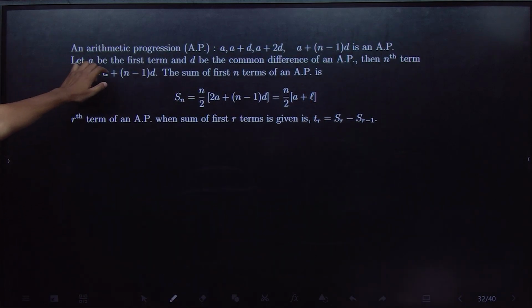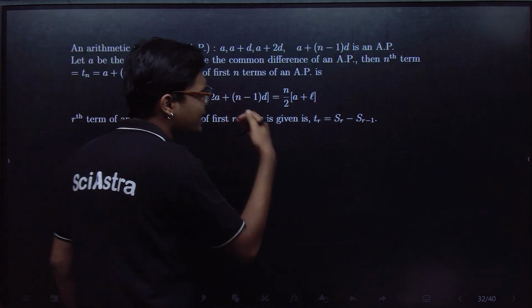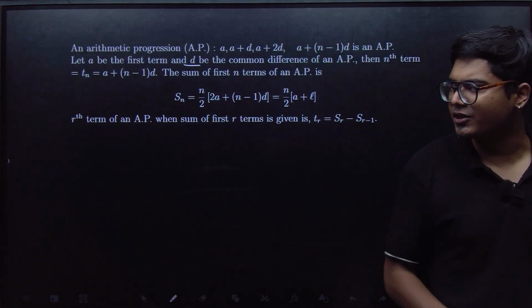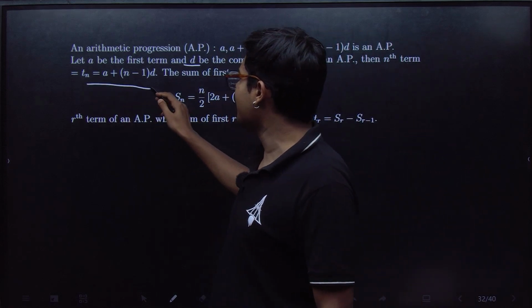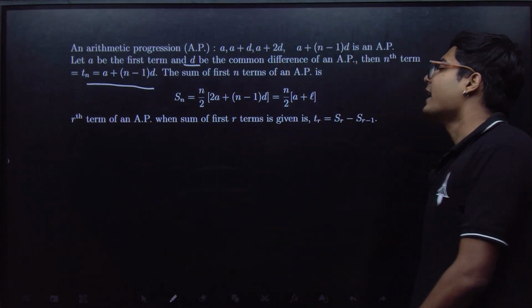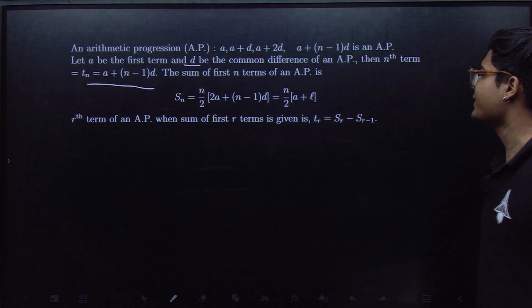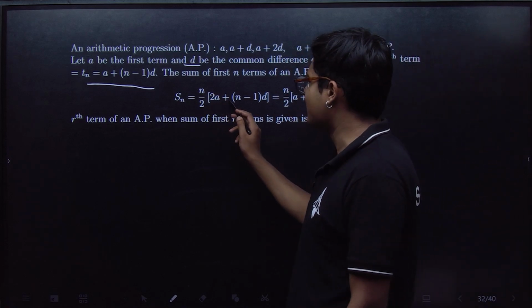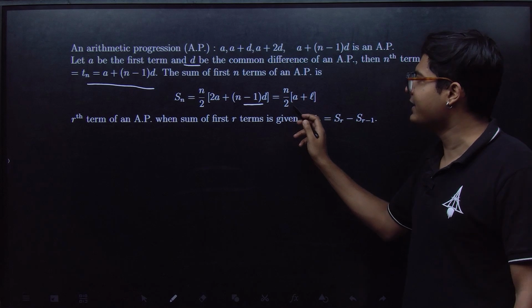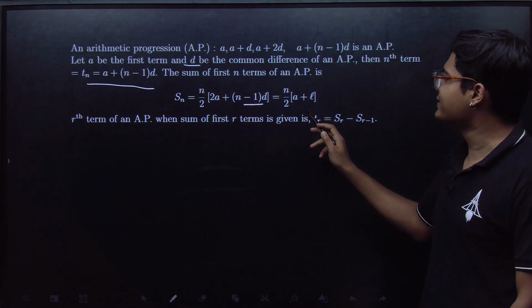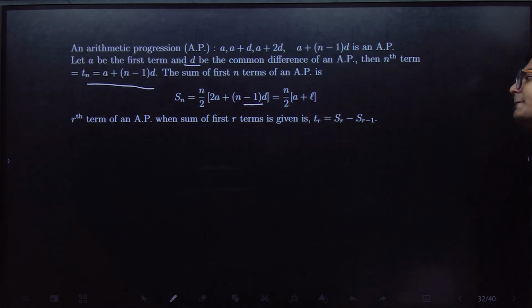Cool. So if a is the first term and d is the common difference, the constant difference of consecutive terms, right? Then the nth term of an AP can be defined as Tn, which is a plus n minus 1 times d, right? And the sum of the first n terms of an AP is nothing but n by 2 times 2a plus n minus 1 times d, right? You can either go with this form or you can use the form n by 2 times a plus l, where a is the first term and l is the last term, right?